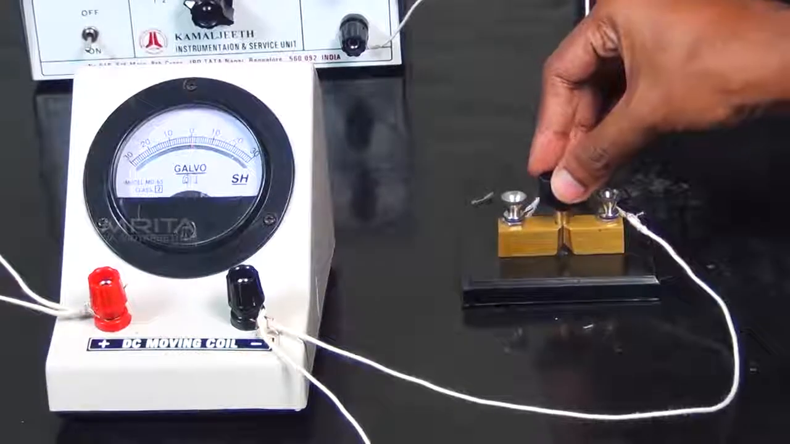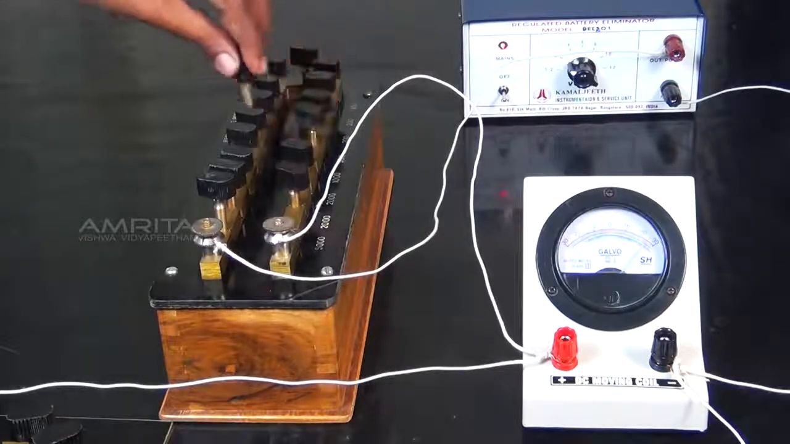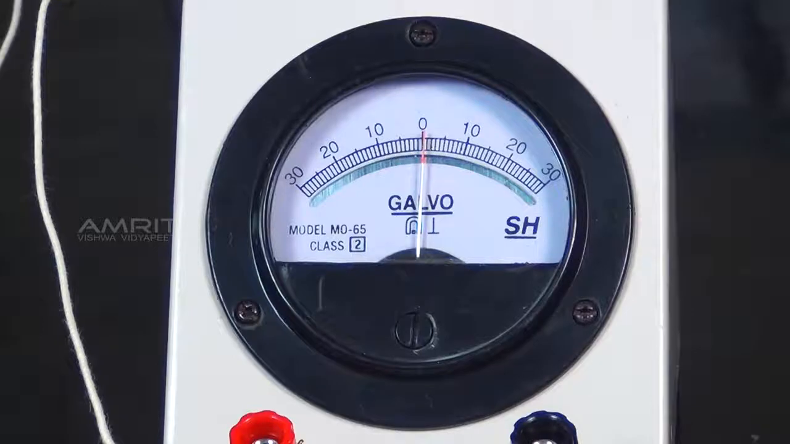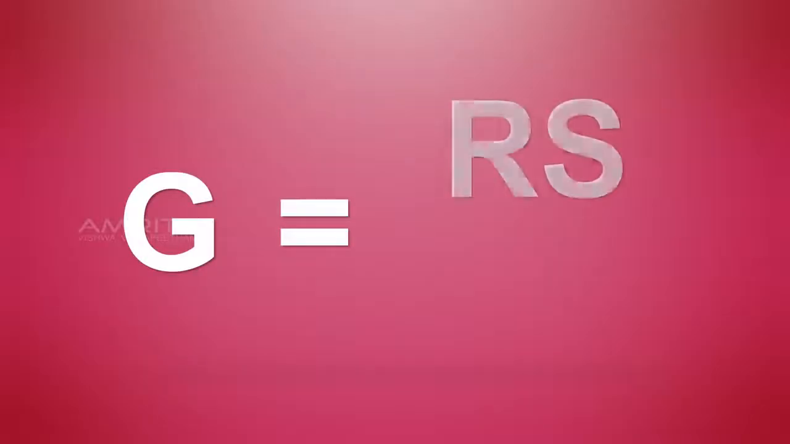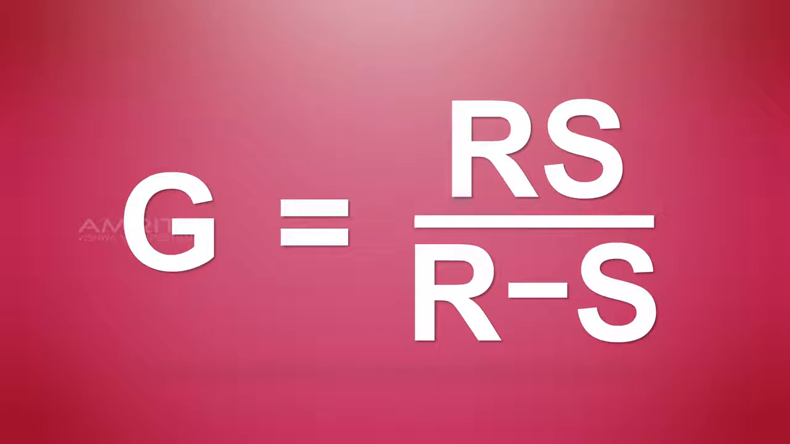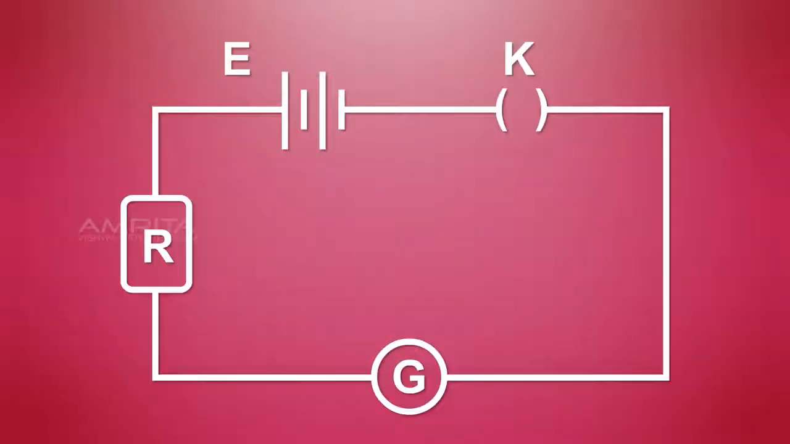We can repeat the experiment by changing the value of high resistance R and in each case note the shunt resistance needed for half deflection. The resistance of the galvanometer can be calculated each time by using the relation G is equal to RS by R minus S.